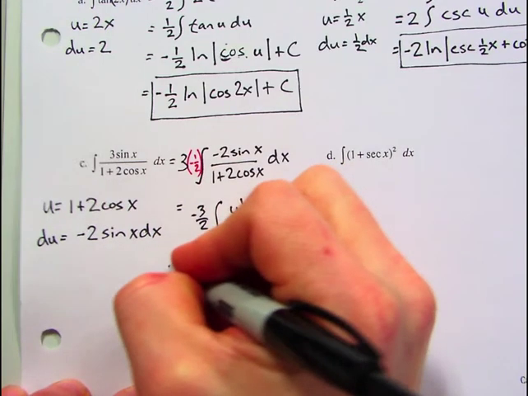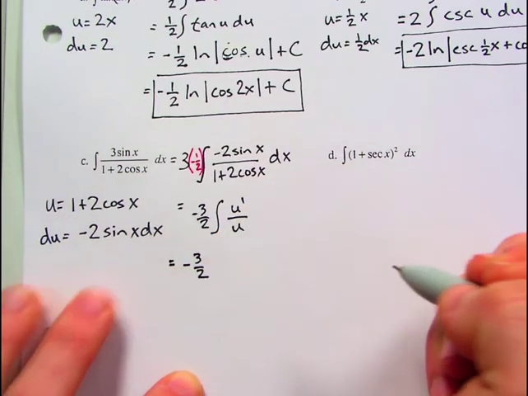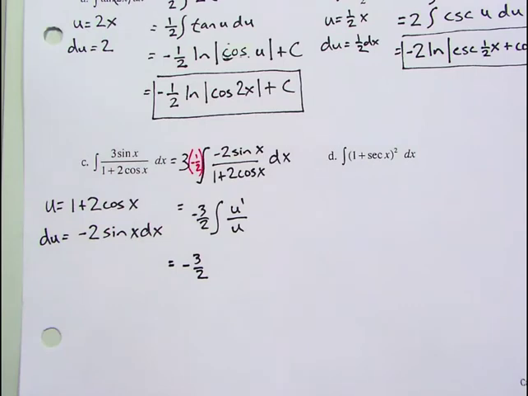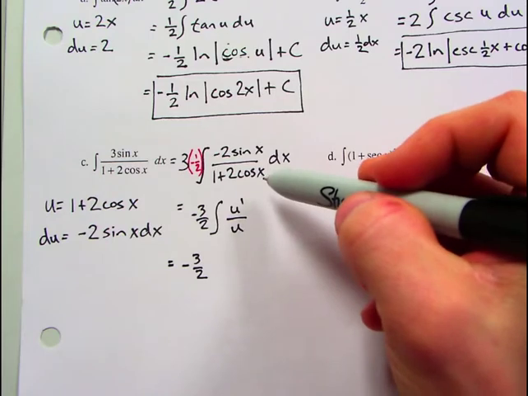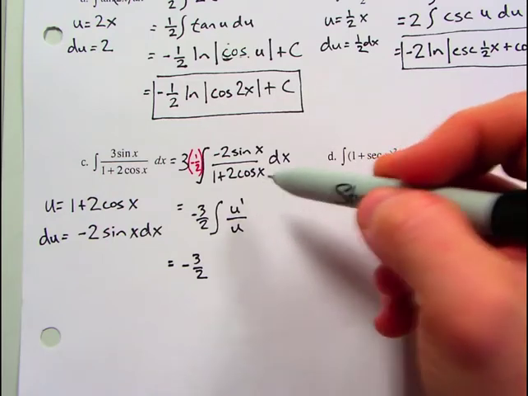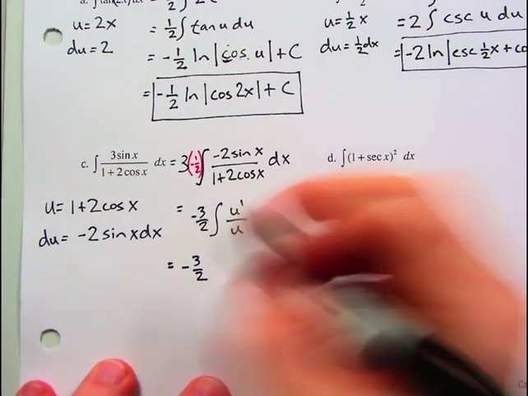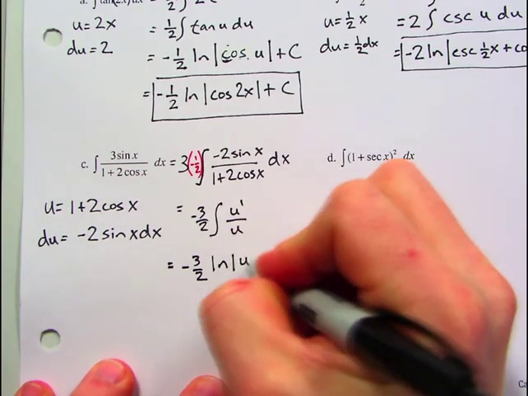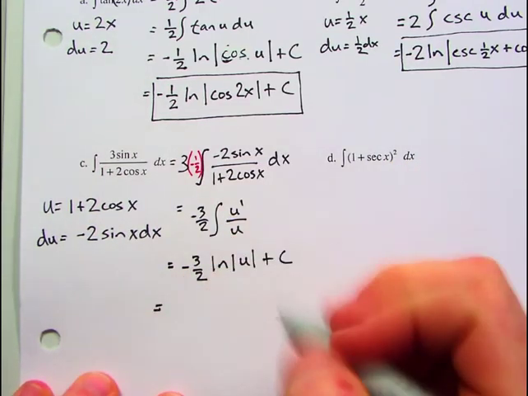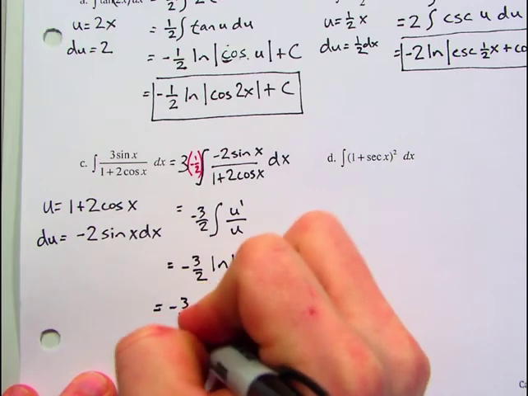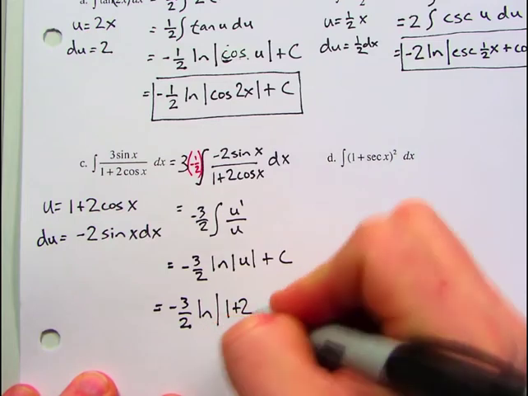If we have something complicated, like the 1 plus 2 cosine, can we break it apart and integrate 1 and then integrate 2 cosine next? Okay, when you're working with a denominator, you can never break the denominator apart. That's got to stick together. Okay? So u prime over u is just natural log of the absolute value of u. And we'll just sub u back in.